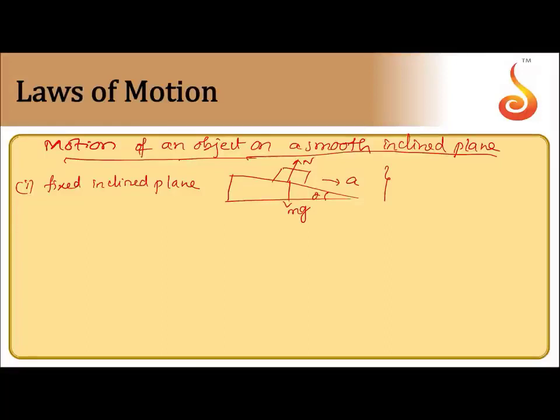You can resolve that mg into components. We'll notice that this turns out to be mg cos theta, this turns out to be mg sin theta. Is that correct? Yes. So N is equal to mg cos theta, and acceleration down the plane is simply g sin theta.